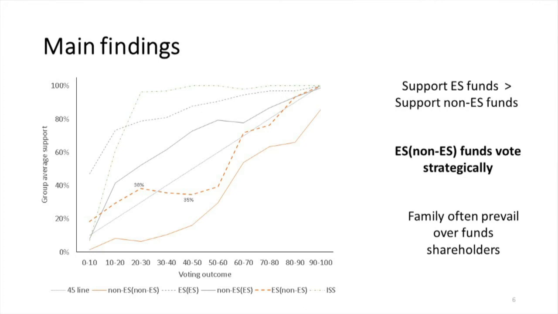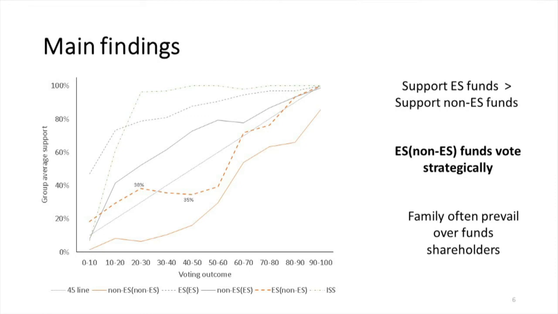So, main findings. First of all, we can see that ES funds are more supportive than non-ES funds, and we can see that within family type, right? So we can see that for funds from ES families and also for funds from non-ES families. But the more interesting result to us is the fact that ES funds in non-ES families vote strategically. Why strategically? Because they provide more support when the votes are not very important, but when it matters, they align their vote with their family.